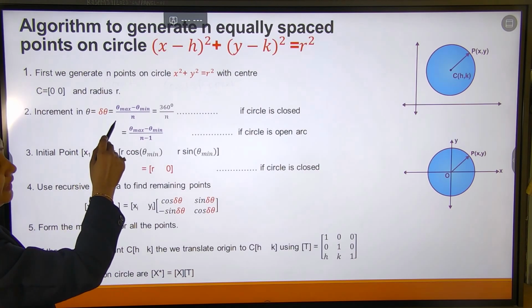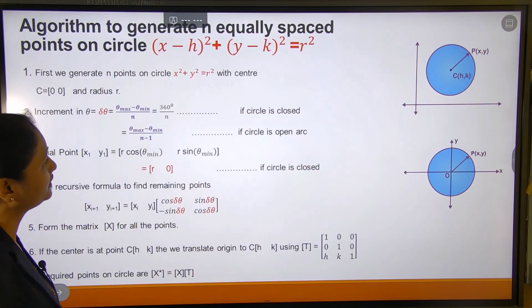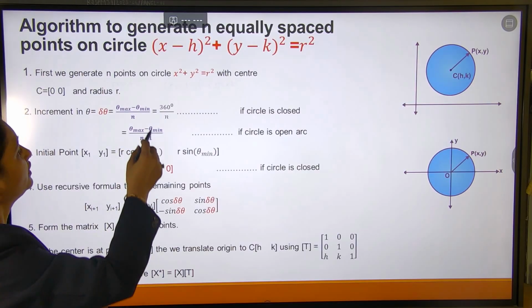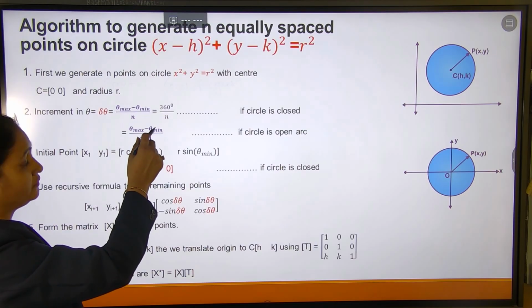Then second, we have to find the increment angle delta theta. It is calculated by the formula theta max minus theta min upon n. So for the circle whose center is the origin, we have theta max equal to 360 degree and theta minimum is 0.